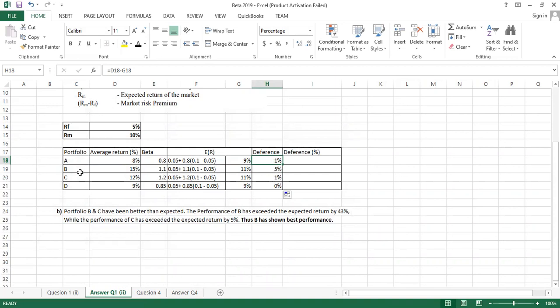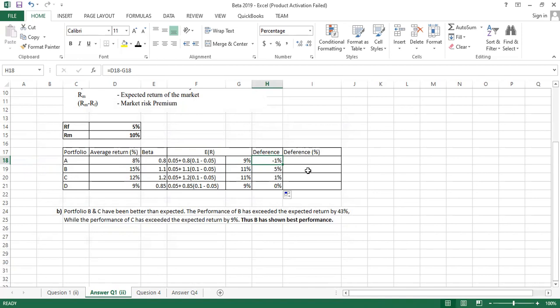Compared to all four portfolios, B and C have the best performance, because portfolio A's difference is -1% and portfolio D's difference is 0%. Then we want to compare B and C. Which is the best? We want to identify it. Let's see how to identify the best portfolio between B and C.